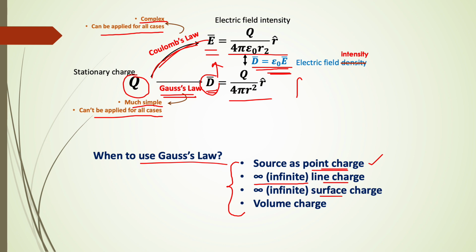And the same goes for the surface charge. If it is a surface charge, you have to confirm that the surface charge is an infinite surface charge, and also volume charge. Volume charge and point charge, you can always use Gauss's law. However, for line charge and surface charge, you need to make sure that it is an infinite structure first, then only you can use Gauss's law.